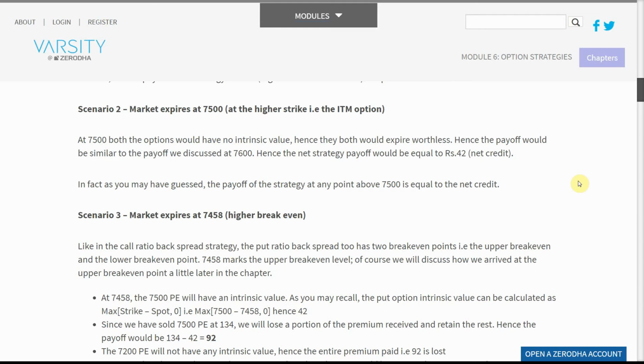Hence they both would expire worthless. Hence the payoff would be similar to the payoff we discussed at 7,600. Hence the net strategy payoff would be equal to 42 rupees net credit. In fact, as you may have guessed, the payoff of the strategy at any point above 7,500 is equal to the net credit.